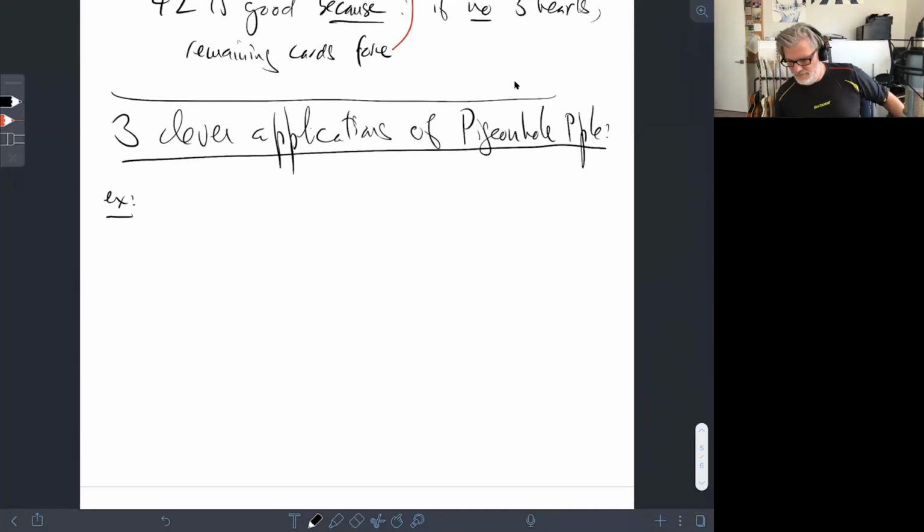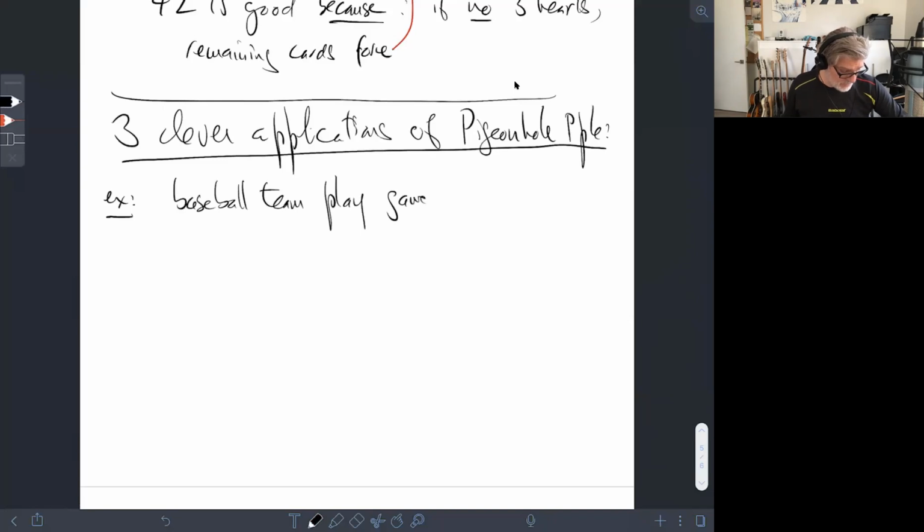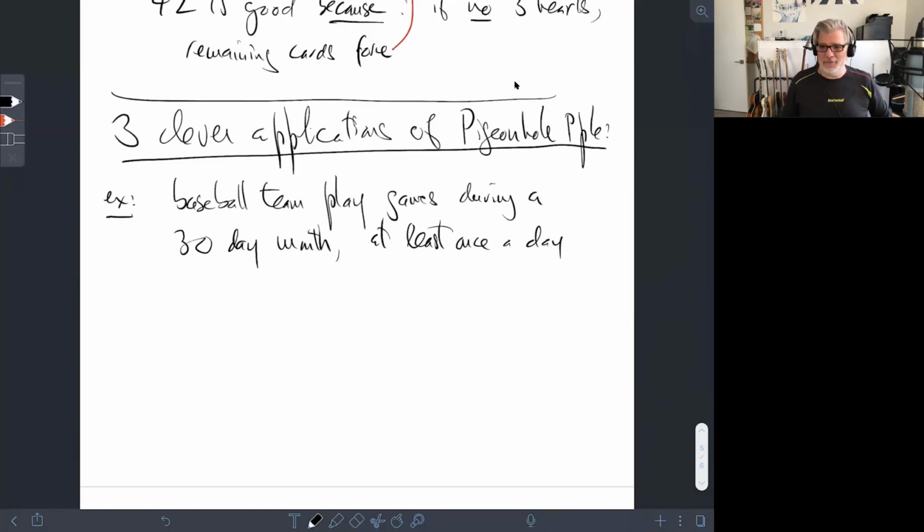I mean, this one looks like it was designed to make everything work, but it's still pretty cool. I have to say that it's really, really cool. Okay, so we have a baseball team, and they play baseball games during a 30-day month. And they play at least once a day. So it's not a real sport, so they can play at least once a day. I'm joking, I love baseball. At least once a day, but no more than 45 games.